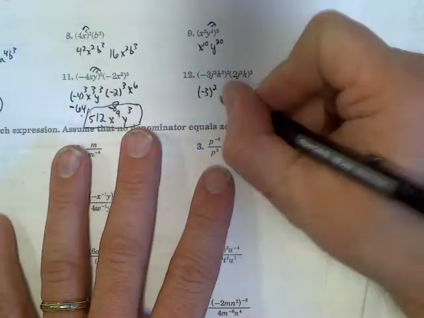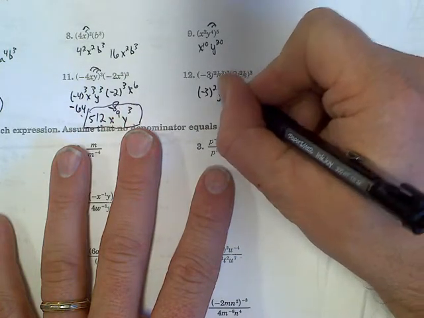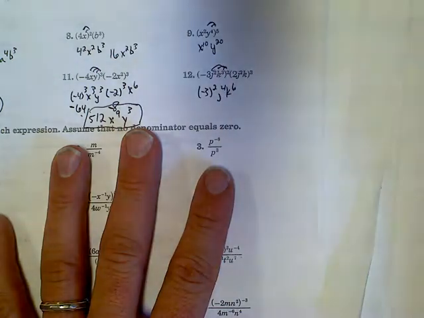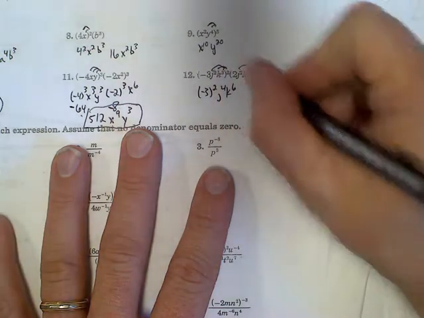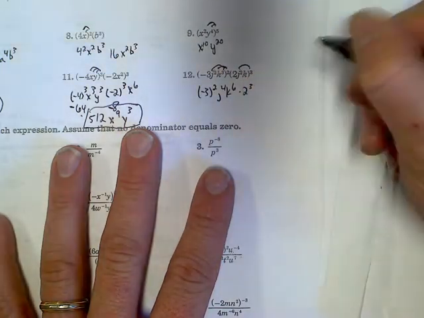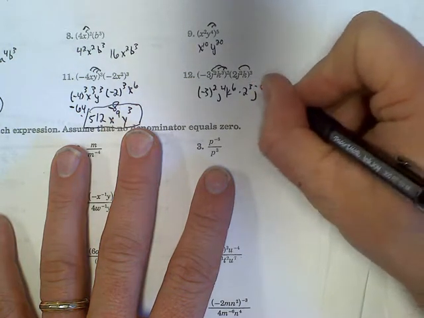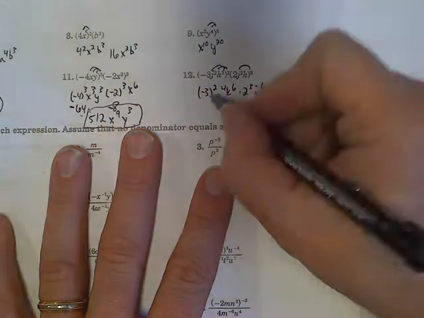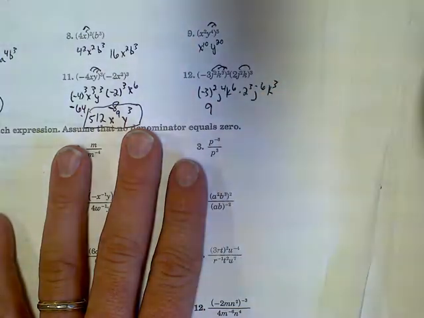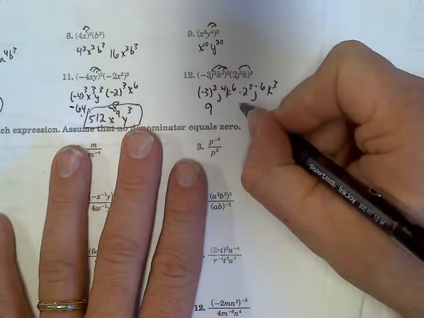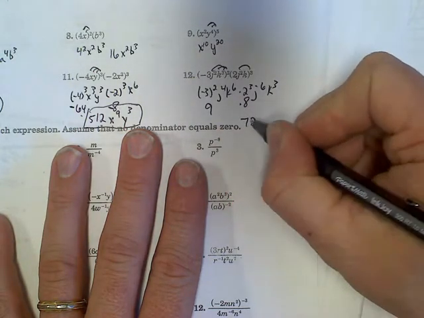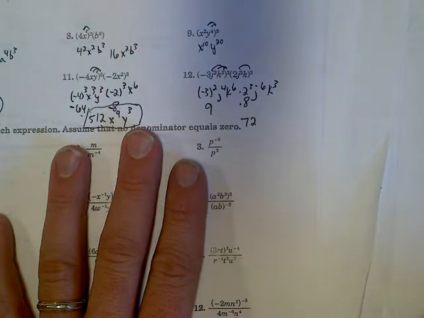Negative 3 squared, j to the 4, k to the 6. So I distribute. This would be 2 to the 3rd, j to the 6, k to the 3. Negative 3 squared would be 9. 2 to the 3rd would be 8.